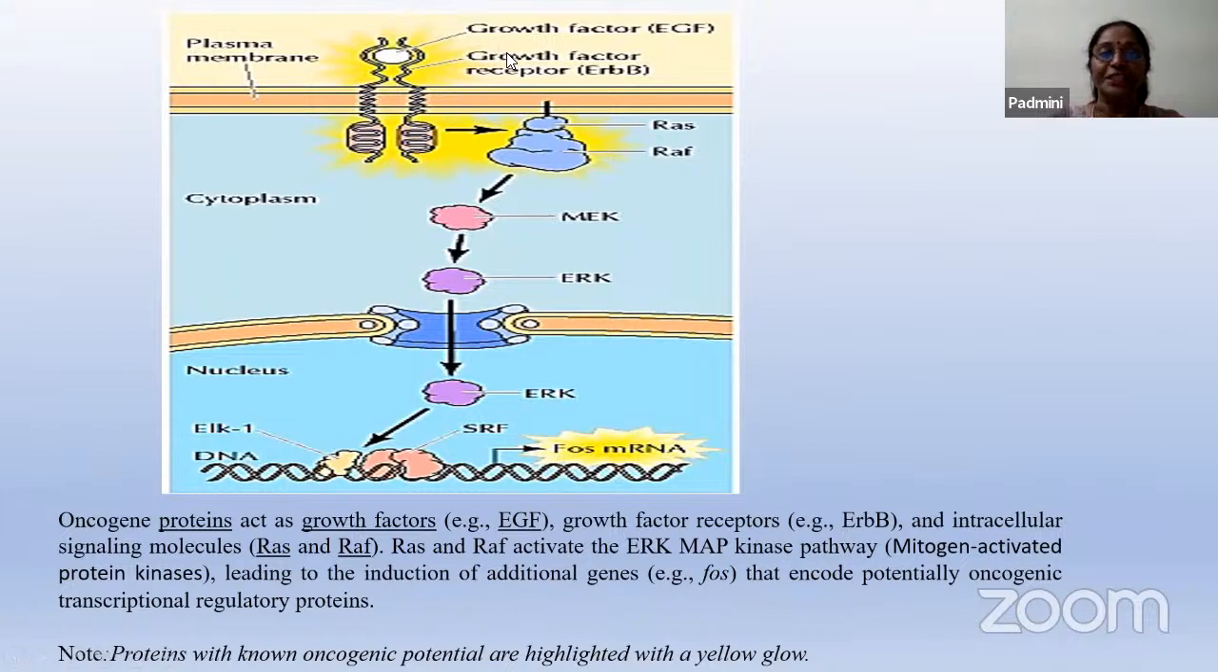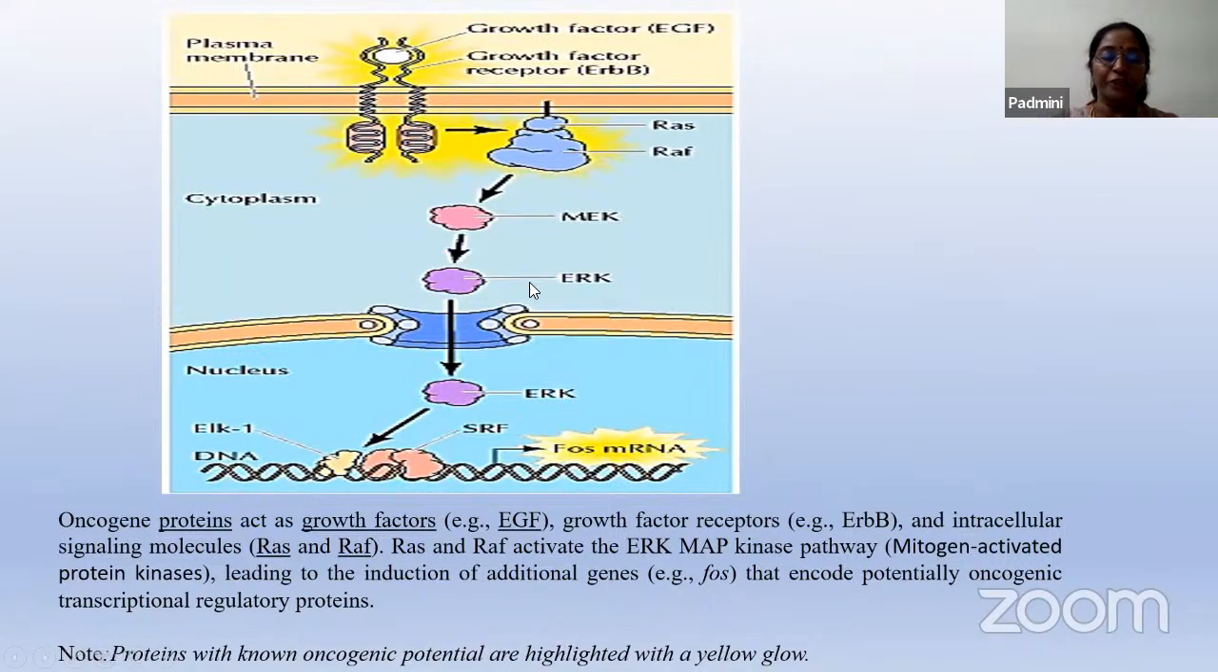The growth factors, EGF, can lead to cancer. Growth factor receptors, ERB, can lead to cancer. Then you have RAS leading to cancer, RAF, and all these activate MEK genes, and the MEK genes lead to ERK, and the ERK is also having a FOS gene. There's another kind of gene that encodes potentially for oncogene, and all these lead to cancer cells.